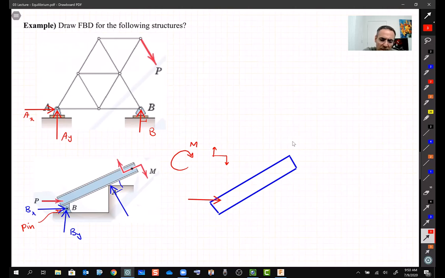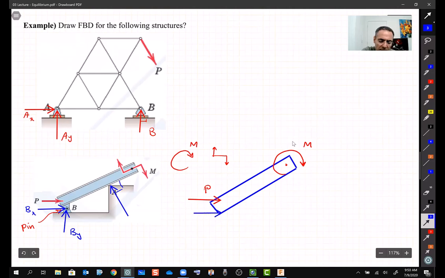So we have this one here, we have this couple here. So this is M, this is P, and we have these reaction forces. Or maybe if I want to be more accurate, I have this point B, and I have these loads there. So this is Bx, By, and this is, let's call it A. Both are acceptable.